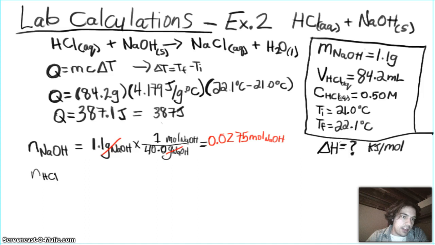And in this case, and the reason I picked this as an example, is it's different. We don't have a mass of the HCl. Instead, we have a volume and a concentration. We know that we have 84.2 milliliters of HCl. We're going to multiply that by a fraction. Whoa, that wasn't much of a line, was it?